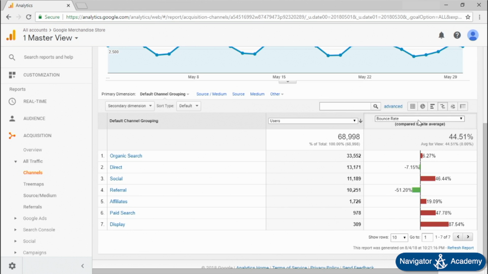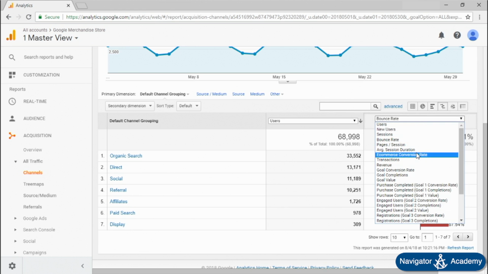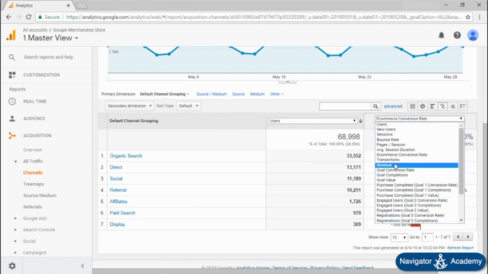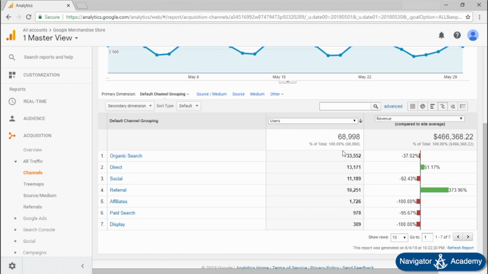Now, speaking of worth, we can also switch this to something like e-commerce conversion rate. And now this is interesting here. We see a huge discrepancy between social and referral here for that last click conversion rate. In fact, we can switch this to total revenue. Come down here. And we can see that the per visit conversion rate is so good for this referral channel that despite the relatively smaller number of visitors, it contributes more overall revenue as a channel than anything else by far.